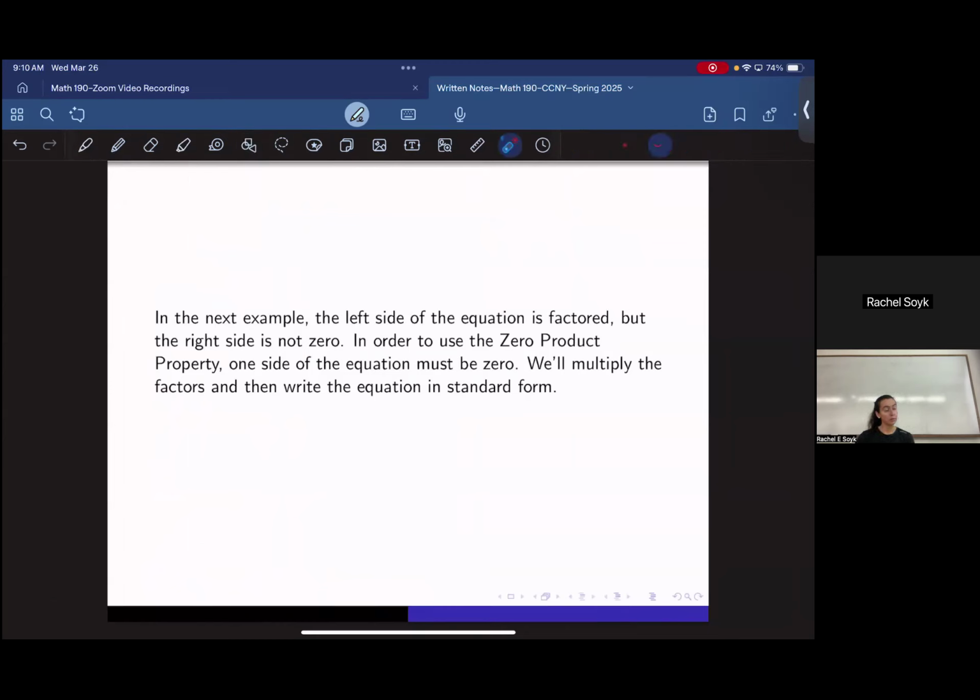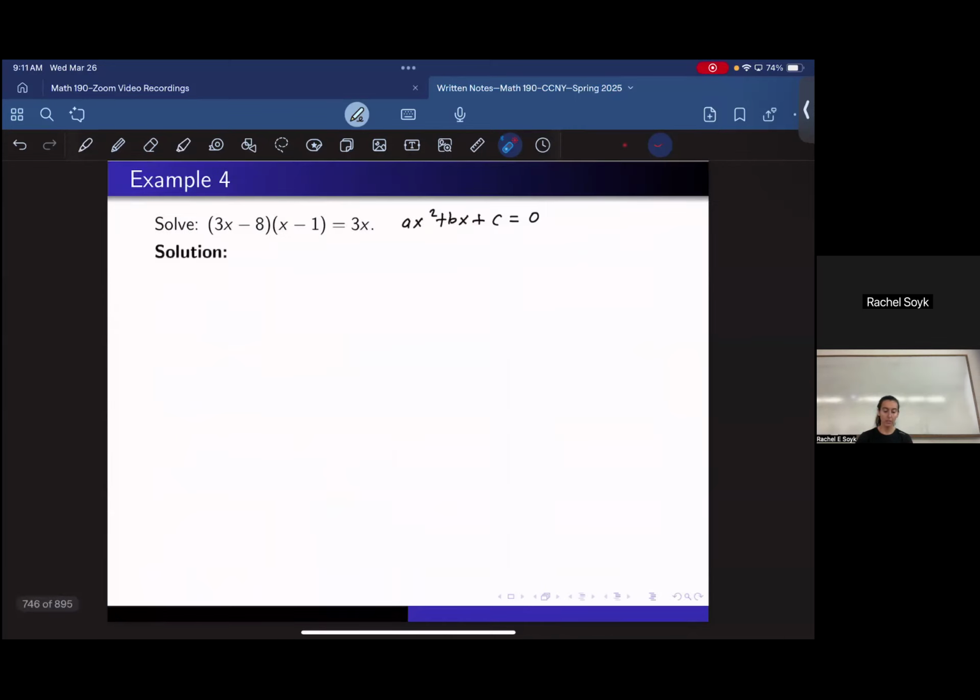And so I'll read this. In our next example, the left side of the equation is factored, but the right side is not 0. So in order to once again utilize our zero product property, we need to move everything over to one side so that we have a side that equals 0. And in this next example, what we'll do is we'll multiply the factors and then write the equation in standard form. So I'll rewrite the problem down here.